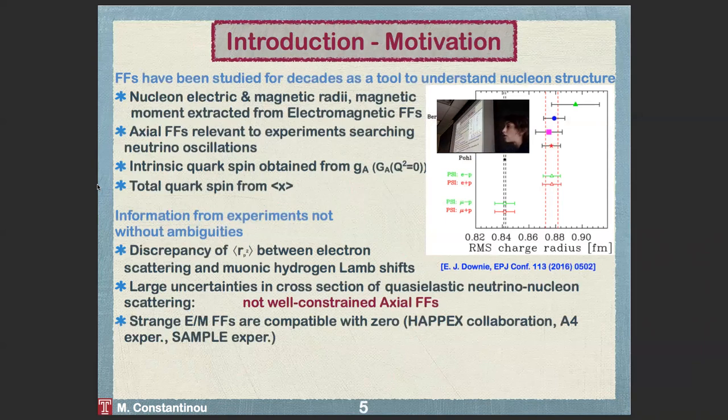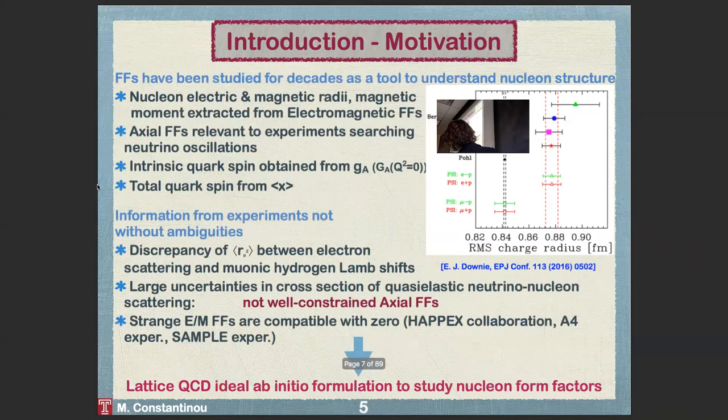Even though this has been discussed for a long time experimentally, there are ambiguities. For example, the discussion I mentioned on the charge radii, and strange electromagnetic form factors, as Elke mentioned, there are also results that are not giving a clear signal from the experiments. And there are a lot of uncertainties when it comes to the axial form factors. Extracting, for example, the axial mass is a difficult task. There are different fits and they give non-compatible results. So with this, we understand that it's very important to have ab initio calculations, and lattice QCD is an ideal formulation in the sense that we start from the original QCD Lagrangian, and it has been proven reliable for nucleon structure. So I will show you some results related to these topics.